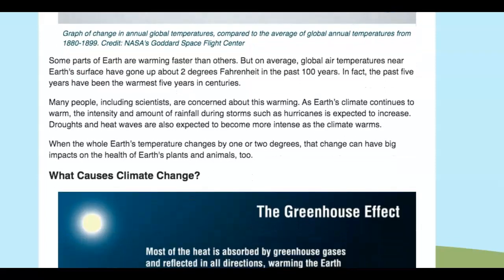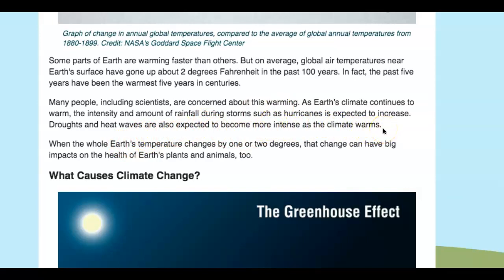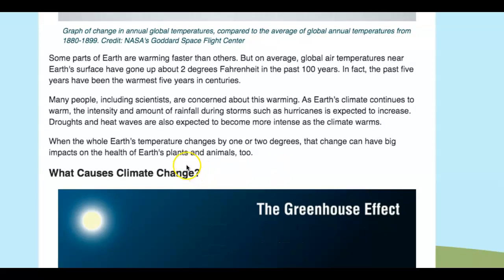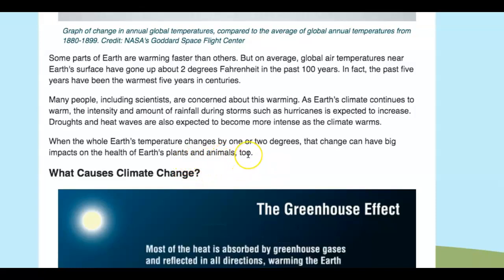Many people, including scientists, are concerned about this warming. As Earth's climate continues to warm, the intensity and amount of rainfall during storms, like hurricanes, is expected to increase. Droughts and heat waves are also expected to become more intense as the climate warms. That means when it rains, it's going to rain a lot. And when there's no rain, there's not going to be hardly any at all. That's big changes. When the whole Earth's temperature changes by 1 or 2 degrees, the change can have big impacts on the health of the Earth's plants and animals too.